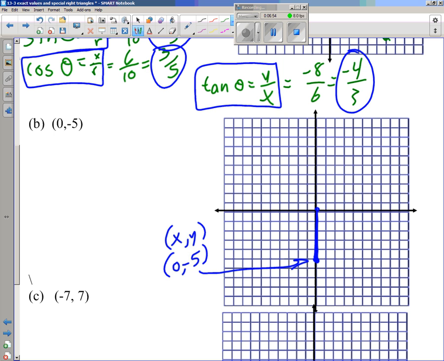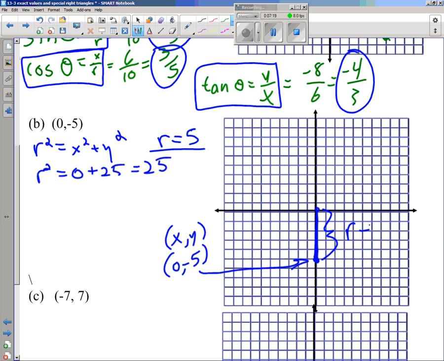Well, r can always be found from r squared equals x squared plus y squared. So r equals 5. Now, if you look at the geometry of what's going on, r equals 5. Just look at it. r is the distance from the origin to the special point in the problem, in this case (0, -5). Okay. So once you have that, you just use the formulas.